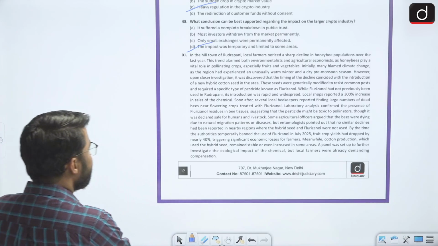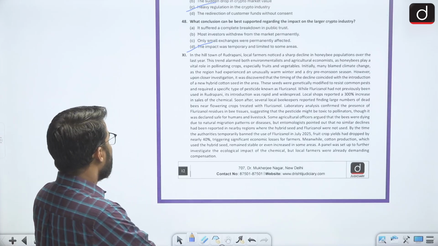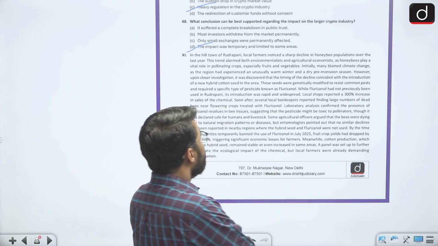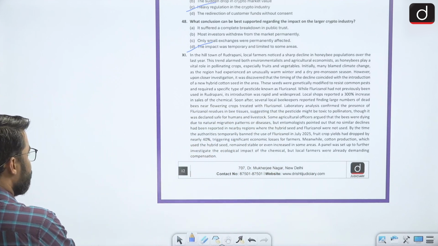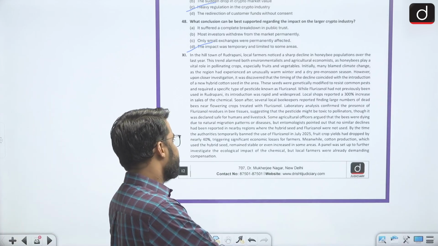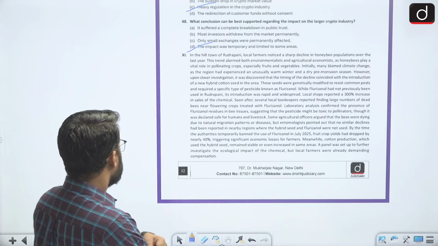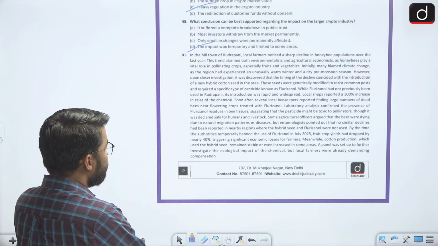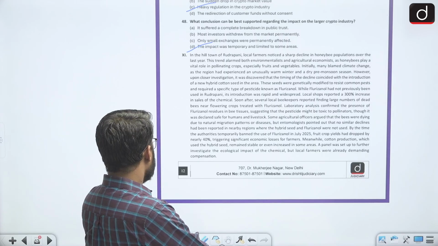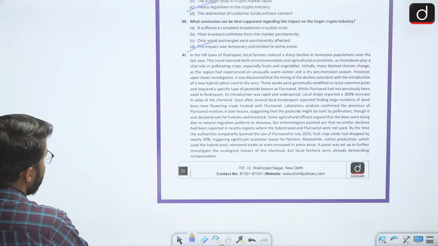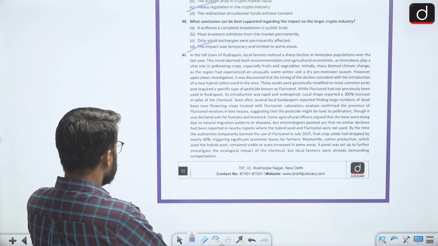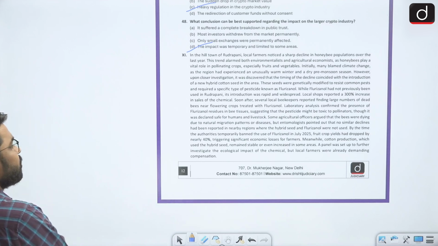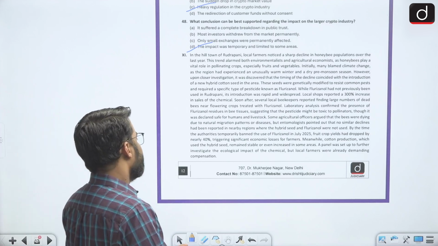These seeds were genetically modified to resist common pests and required a specific type of pesticide known as flurizanol. While flurizanol had not previously been used in Rudrapani, its introduction was rapid and widespread. Local shops reported a 300% increase in sales of the chemical. Soon after, several local beekeepers reported finding large numbers of dead bees near flowering crops treated with flurizanol. Laboratory analysis confirmed the presence of flurizanol residues in bee tissue, suggesting that the pesticide might be toxic to pollinators, though it was declared safe for humans and livestock.